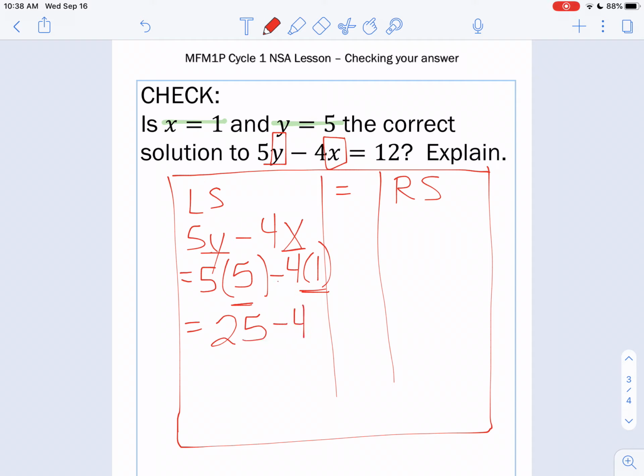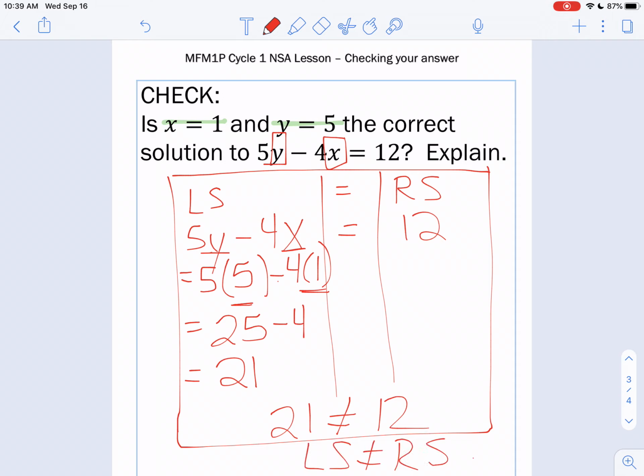Why do I not subtract right away? Well, I have to follow Bedmas. I need to multiply 5 times 5 first and 4 times 1 first. Now I can subtract. I end up with 21. That's not good because on the other side I have, on the right hand side, 12. 21 does not equal 12. Left side does not equal right side. So this is not a correct solution.